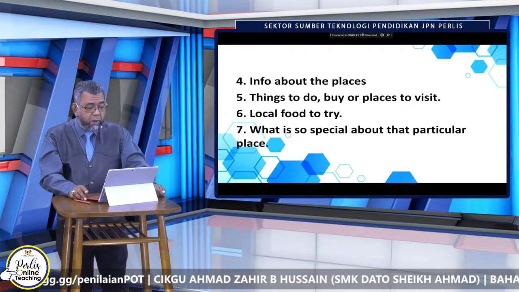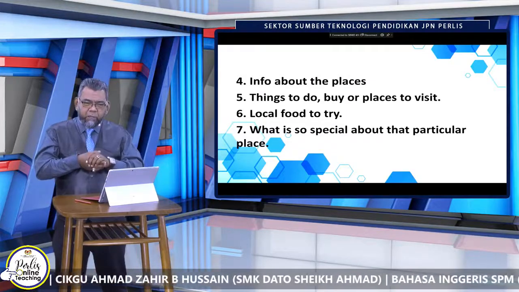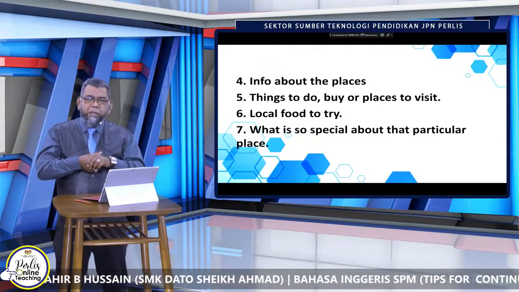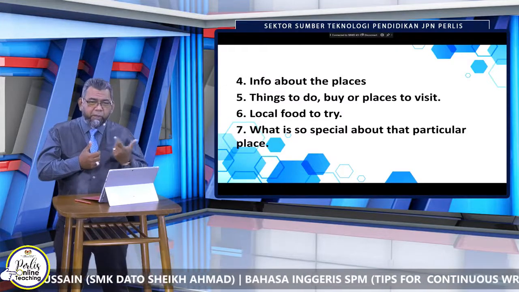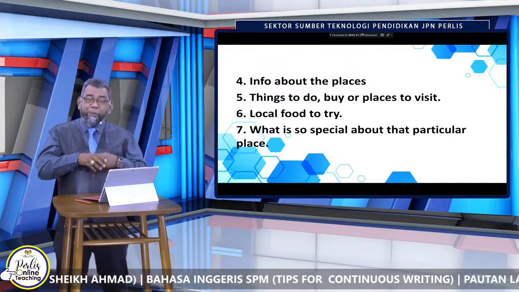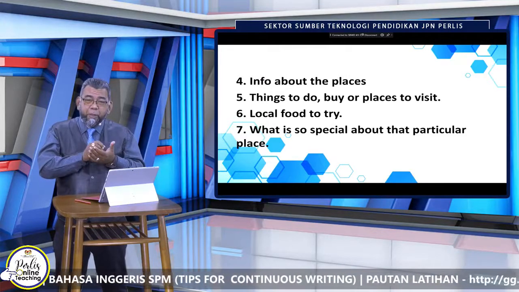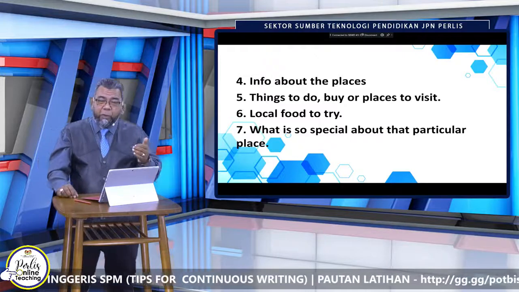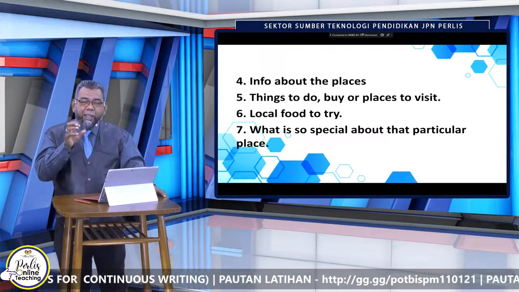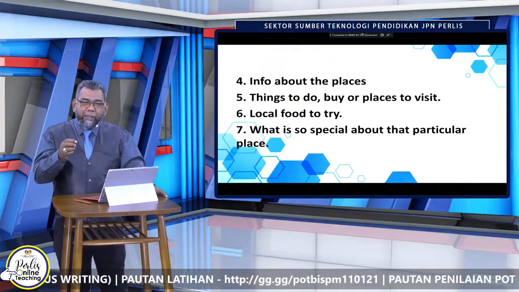Next. Info about the places. Okay. For example, we talk about Kuala Perlis. When you talk about Kuala Perlis, you have the information about it. For example, Kuala Perlis is a small fisherman town. So that is the information about the place. It is also a gateway for people who would like to travel to Langkawi. So this is the information that you can put in your essay to make it more interesting.